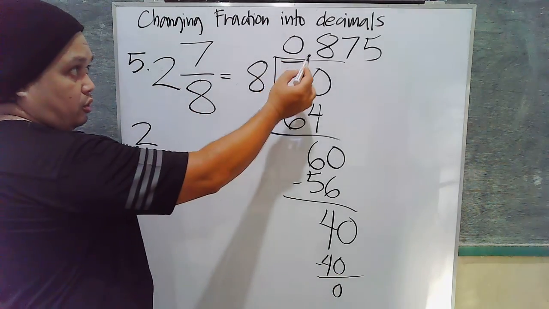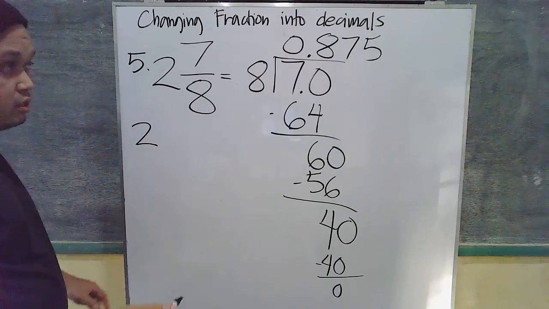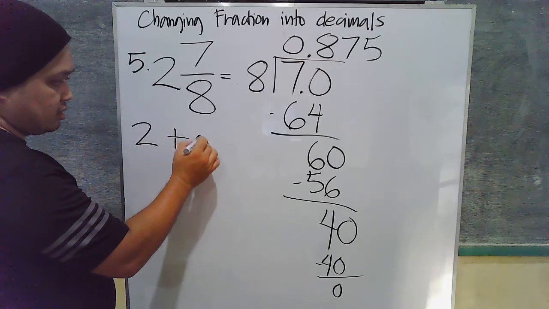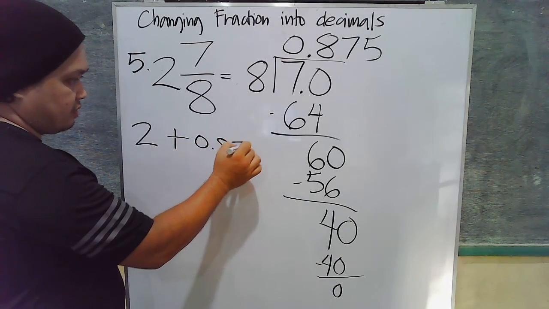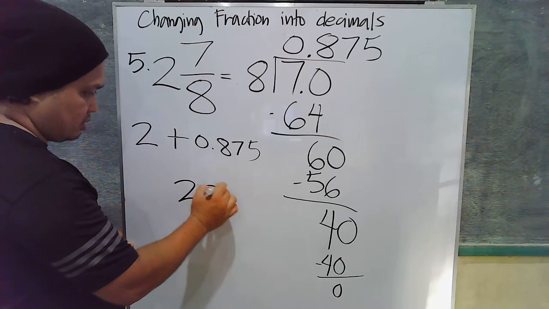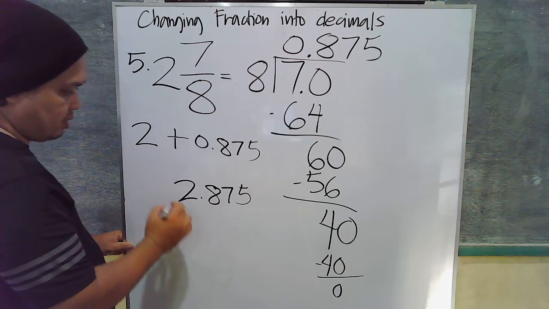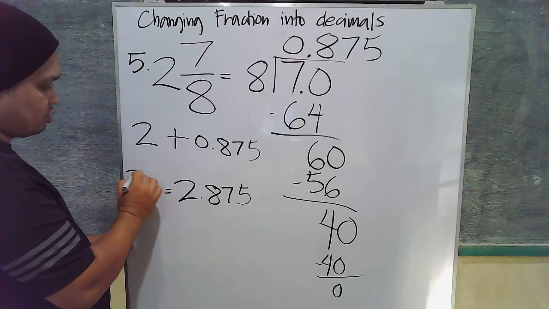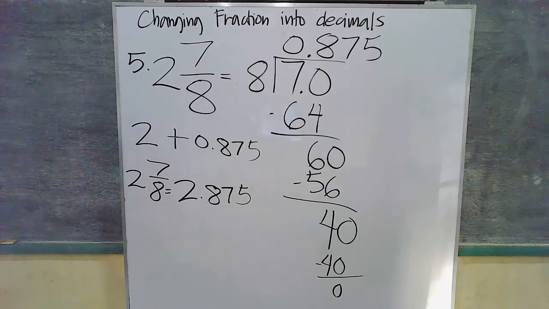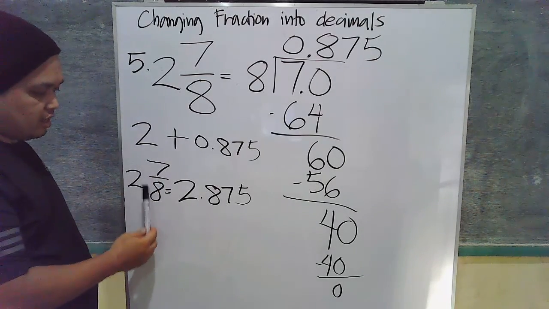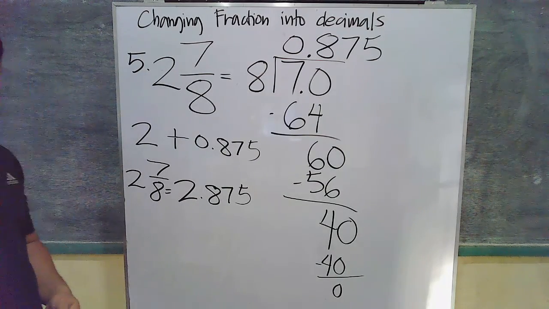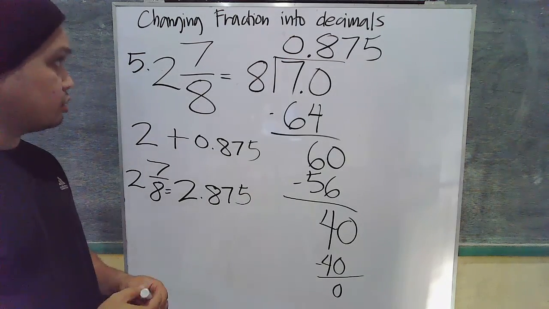So we have 0.875 for 7 over 8. Now let's add 2 plus 0.875. That will be 2.875. For our fraction, that's 2 and 7 over 8. So we have changed 2 and 7 over 8, the fraction form, into a decimal number. That's how we change fractions into decimals.